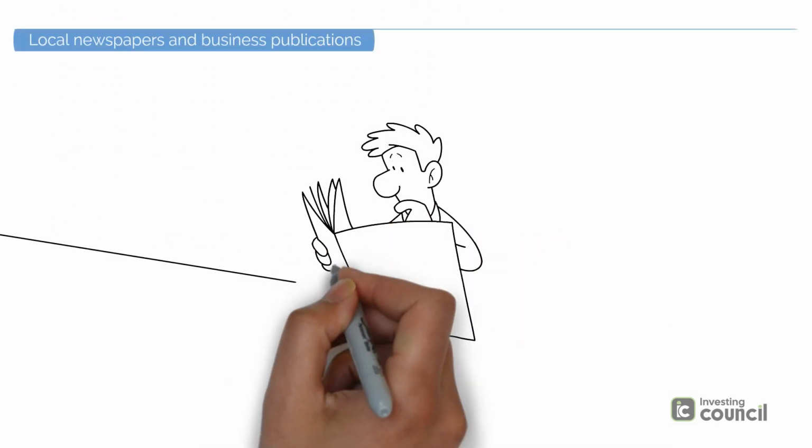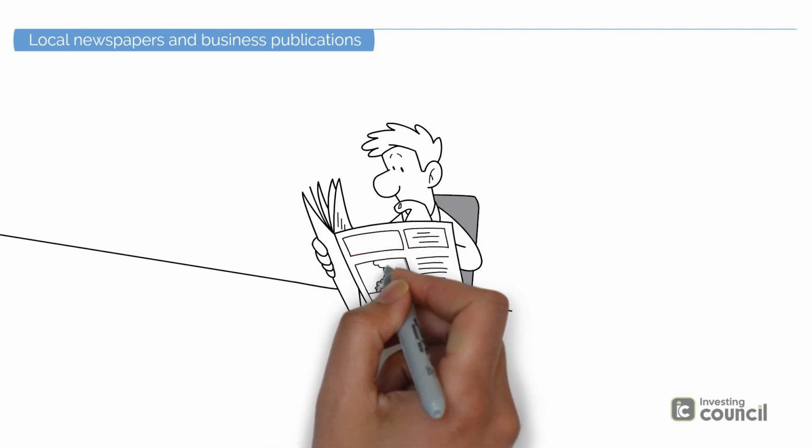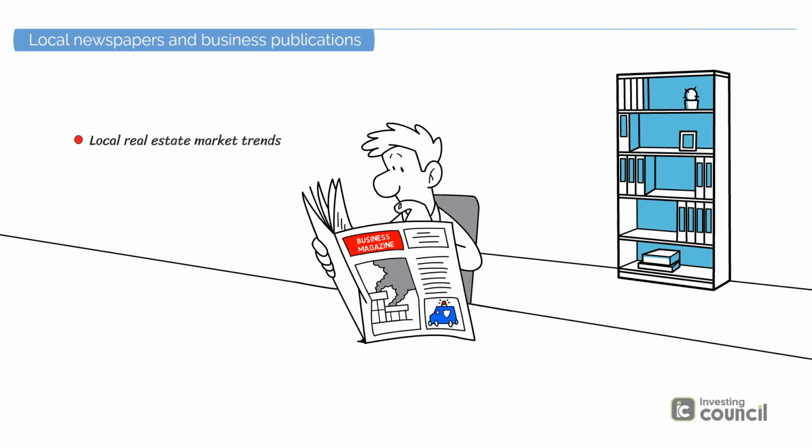Local newspapers and business publications. Local newspapers and business publications can be a valuable source of information on local real estate market trends, upcoming developments, and economic factors that can affect demand for rental properties. You can access these publications online.